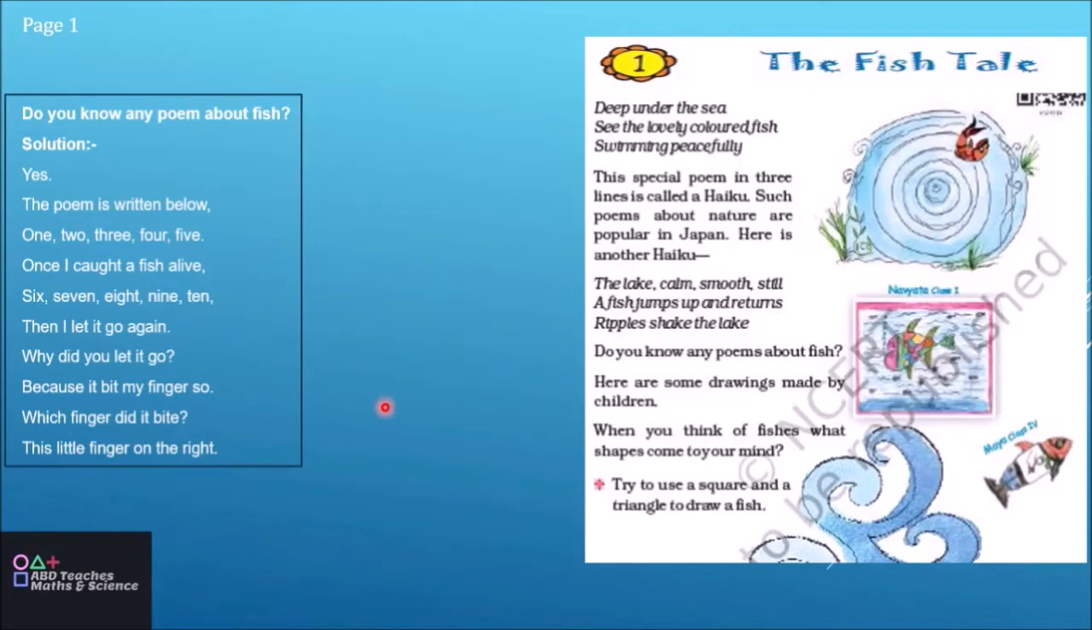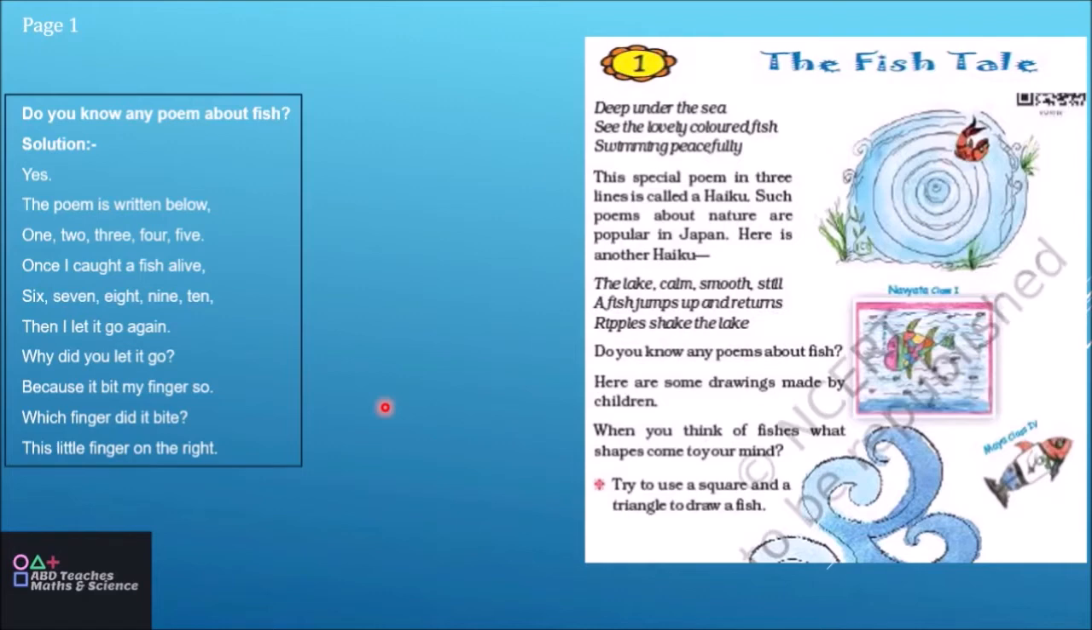Do you know any poems about fish? Yes, there are a lot of poems about fish, out of which I have mentioned one of the poems here. You may see on the screen, and let me read it out for you.